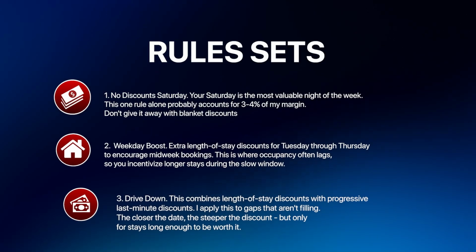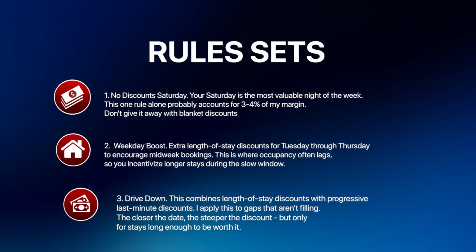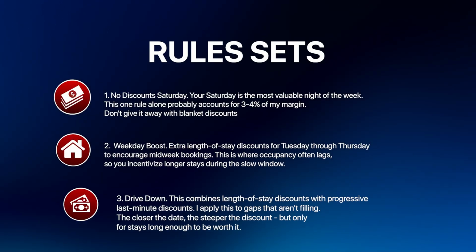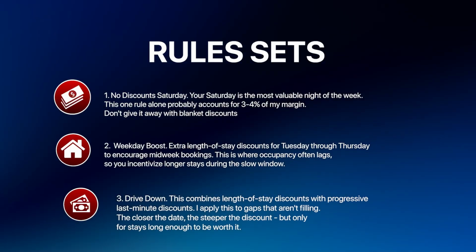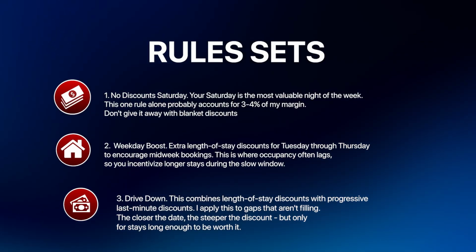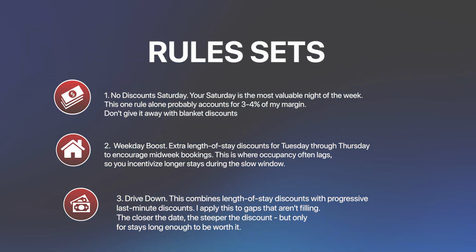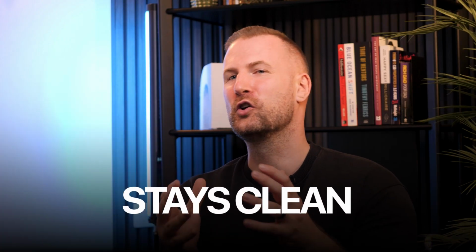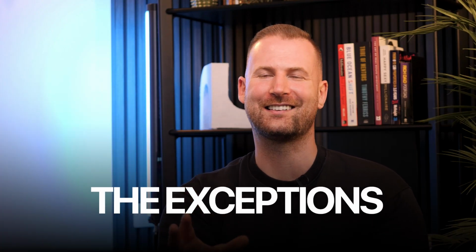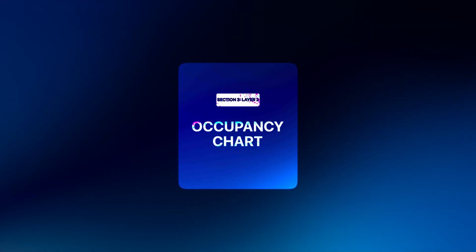Third, drive down. This combines length of stay discounts with progressive last-minute discounts. I apply this to gaps that aren't filling. The closer the date, the steeper the discount, but only for stays long enough to be worth it. The key insight here, rule sets let you create situation-specific pricing without touching your base rates. Your base stays clean, your rules handle the exceptions. That's layer 1.